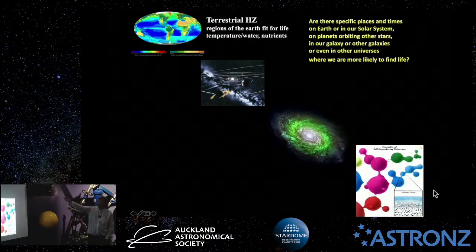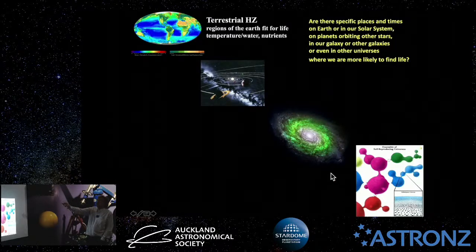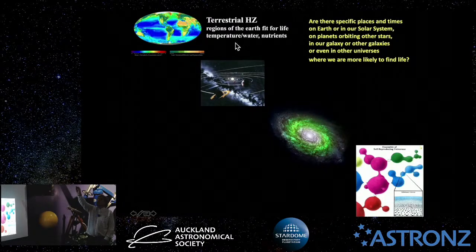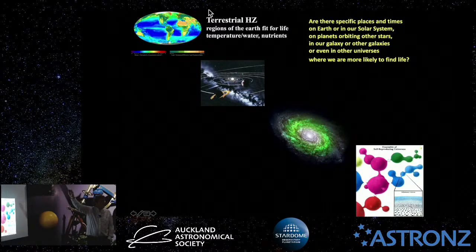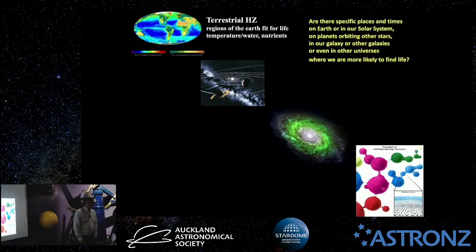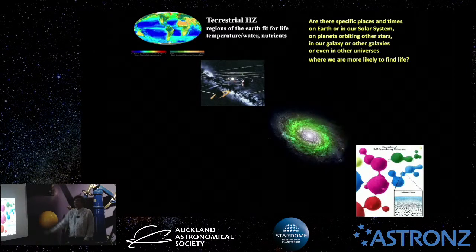So we have the terrestrial habitable zone. HZ means habitable zone. These are regions of the Earth fit for life: there's temperature, water, and nutrients. Notice that there are places on Earth that are not very suitable for life, and so there are deserts, for example. And I'll show you some examples of that.